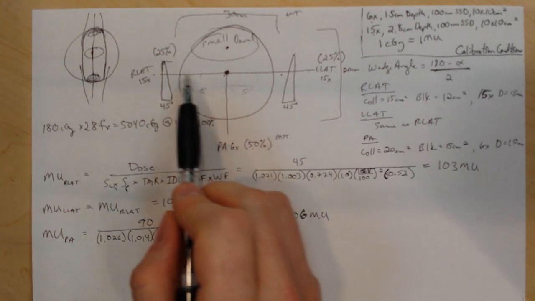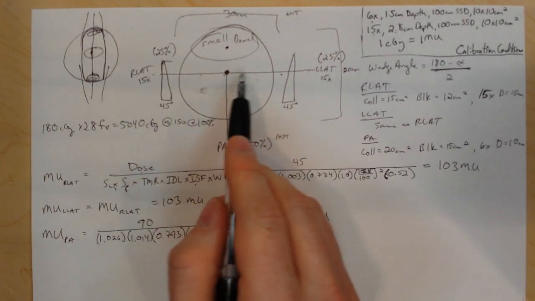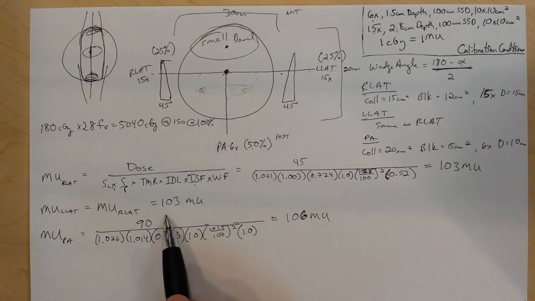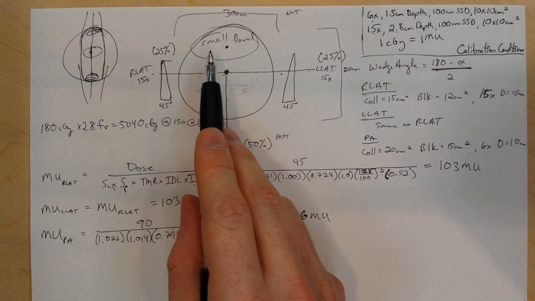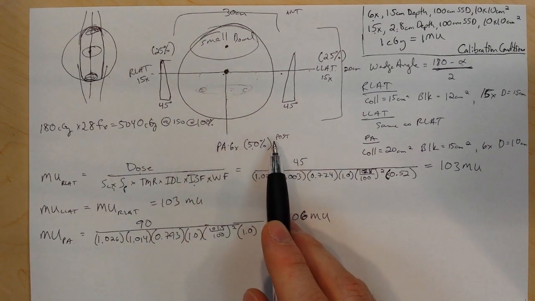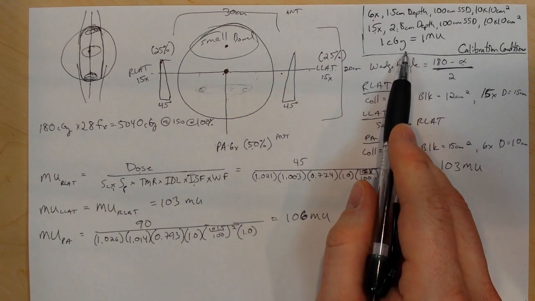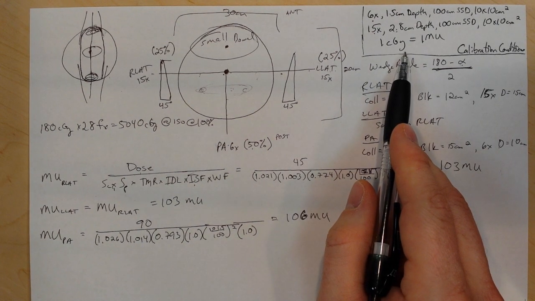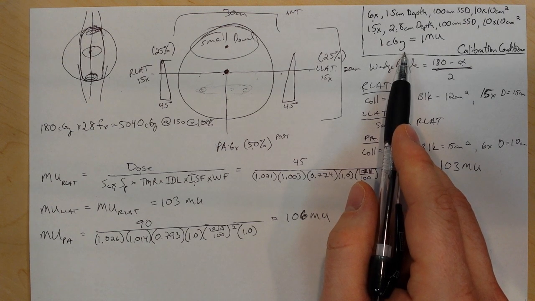So what we're going to do is have a three-field arrangement where we have a right lat, a left lat, and then a PA, and try to avoid or minimize my dose to the small bowel. My calibration conditions that we're going to reference are up here. We are at 100 centimeter SSD at D max for our 1 centigray per MU for a 10 by 10 field size.